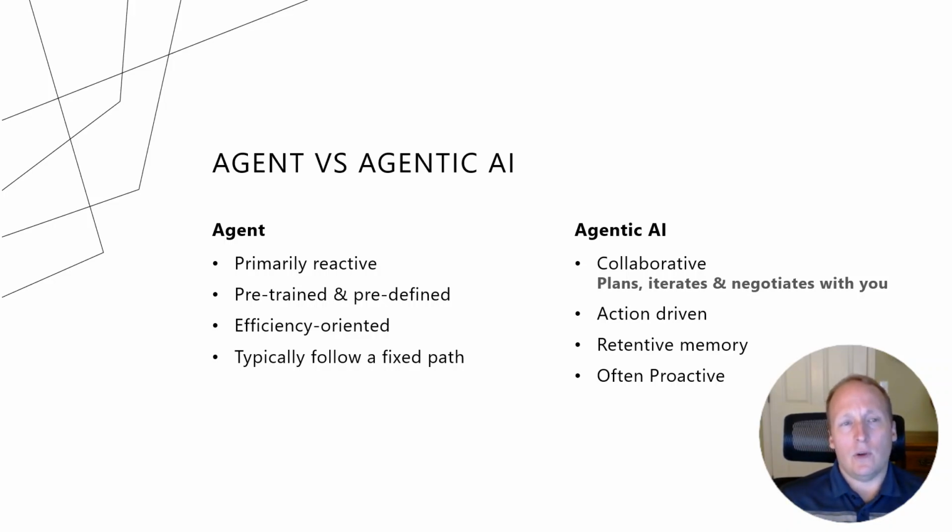So first though, I do want to make sure we talk about agents versus Agentic AI. An agent you can think of as a typical chatbot. So limited skills, primarily reactive. We're going to have predefined data coming in that's pretty narrow on what data it has access to, and it's going to be really focused on performing a certain set of tasks.